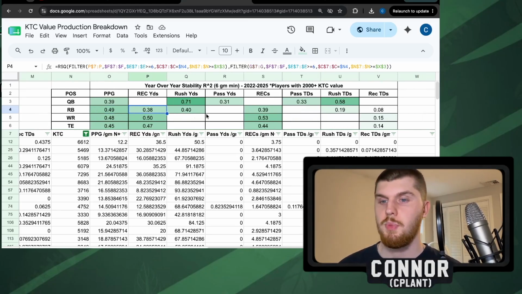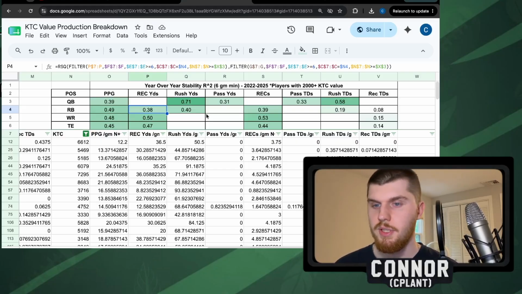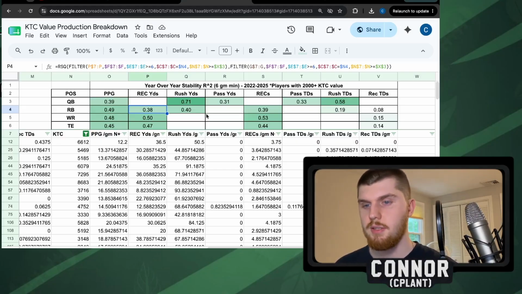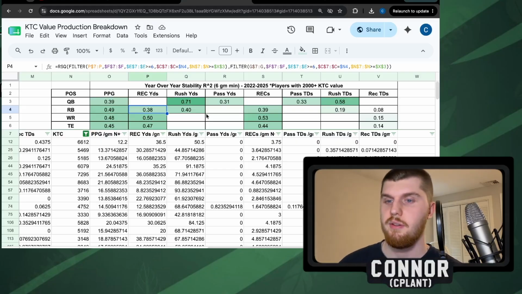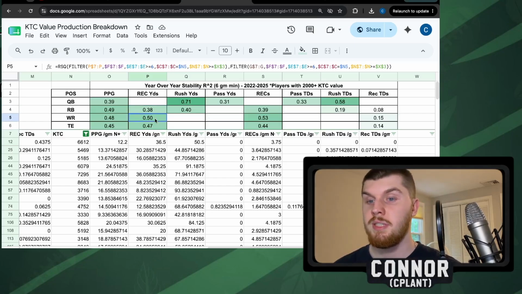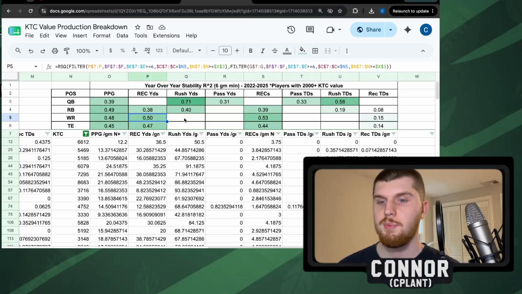So receiving yards per game is only a 0.38. So receiving yards per game across the sample for running backs in one year versus the next only explains about 38% of the variance. If you take year N, the previous year, it only explains about 38% of the variance in the next year's receiving yards per game. And for receivers, it's about 50%. So it's much higher. Their receiving yards per game is more stable at the receiver position. And that's also true of receptions, right?